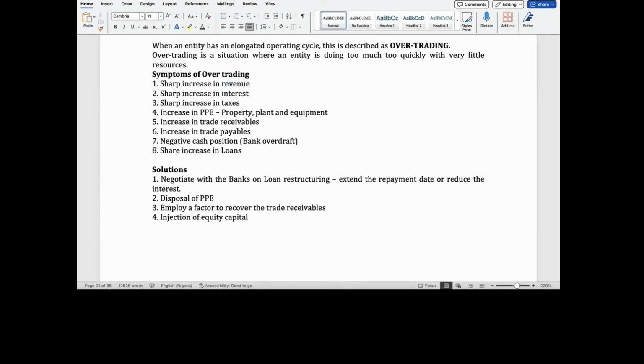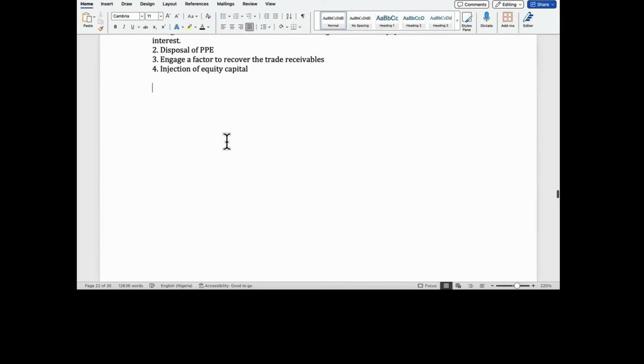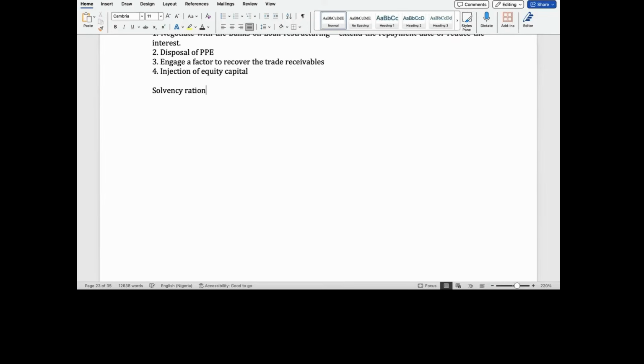So you can engage a factor to help you, right? Since that is confusing you, maybe I should change this to engage. Actually, is that clear? Yes, thank you, sir. You're welcome. Okay, I think we have overflogged this particular one. So let's go to solvency ratios.